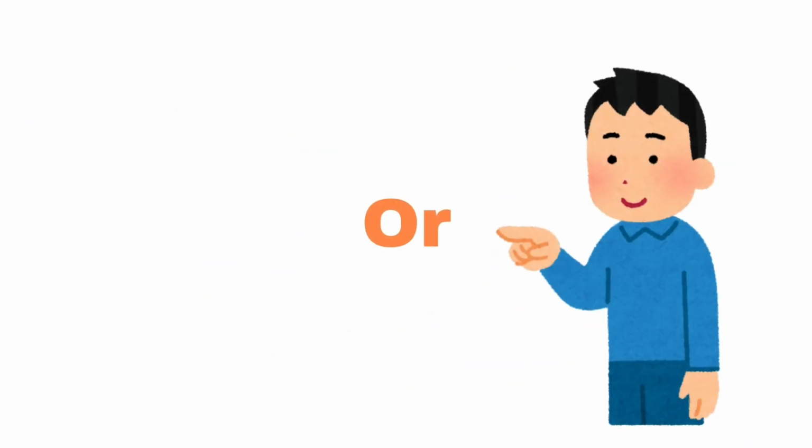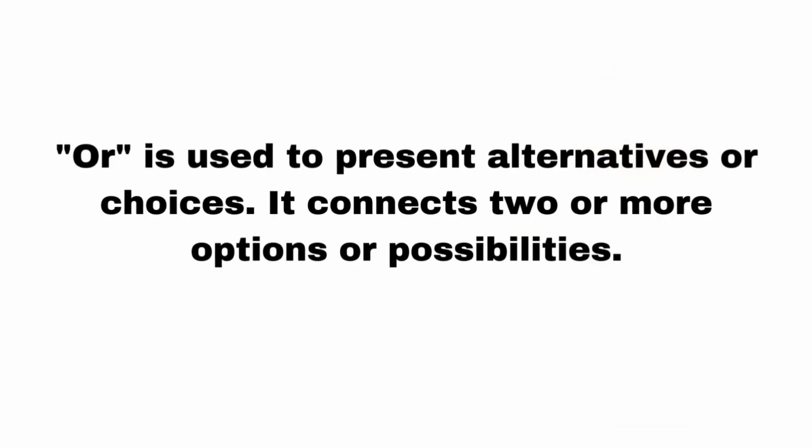Next one is or. Or is used to present alternatives or choices. It connects two or more options or possibilities. Let's look at examples for or.